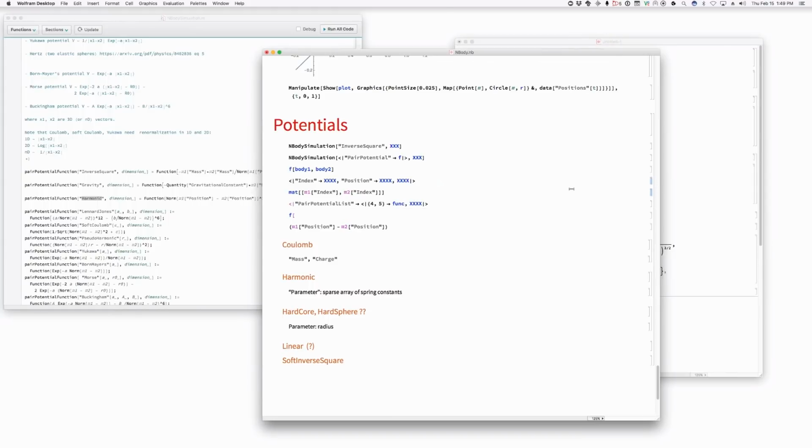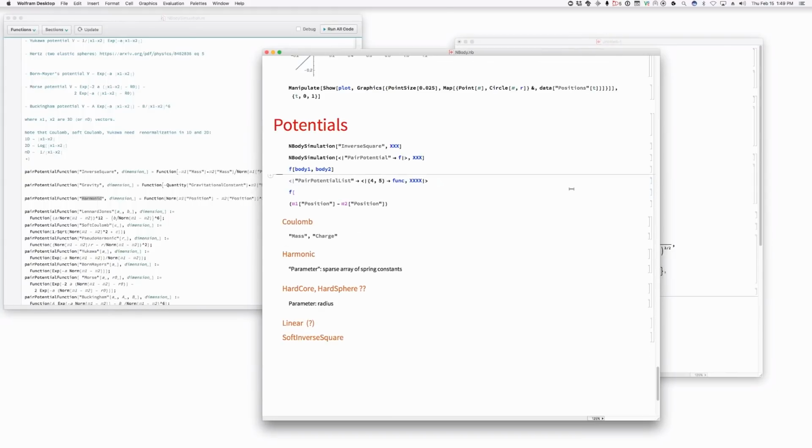Okay. The only trouble comes if you give both. Then we have to decide which wins. I say the pair potential list wins. I think so too. Well, actually, you know what? You can have both of them. The pair potential list wins, but for any given pair, if it's not in the pair potential list, it defaults to the pair potential. Why wouldn't you?